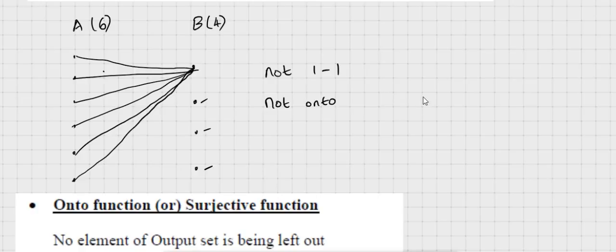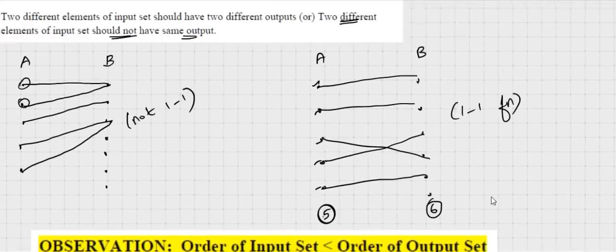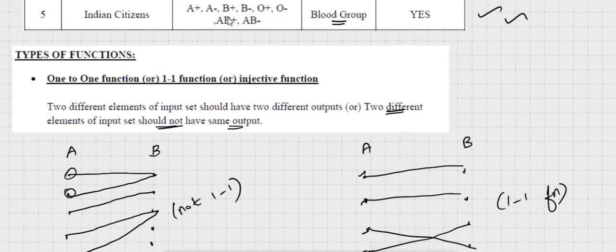So, what will be an onto function? Practically speaking, let us see the same example here. This example, that is Indian citizens, and these 8 elements were the only ones in the output set. See, in this example, no element of the output set will be left out. Why? Because at least one person is having any one among these blood groups.